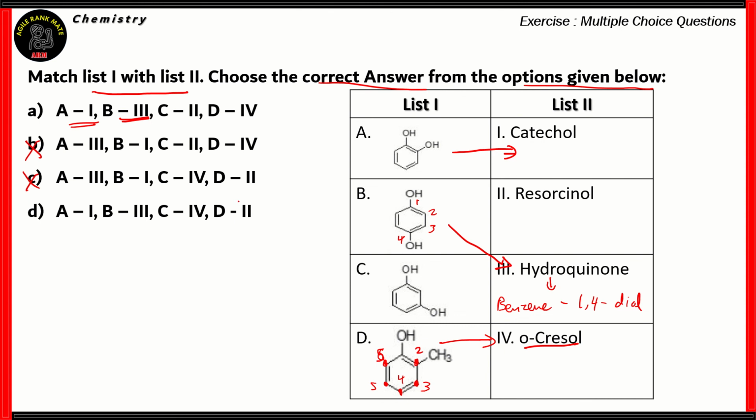So if you look at option D, it says D is matched with 2. That's incorrect. D matched with 4 is the right option. So therefore, option A is the right option. If you look at resorcinol, resorcinol is benzene 1,3-diol, which means that it's matched up with C. So therefore, compound C being number 2 in list 2 is actually correct. So option A is the correct match, the correct answer containing the right matches. All the other options are incorrect.